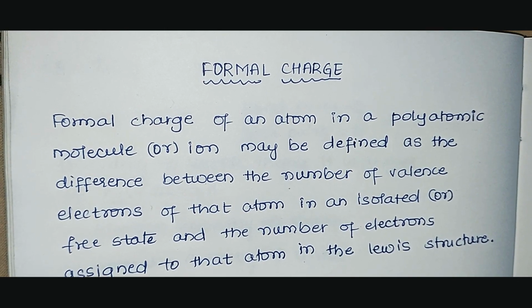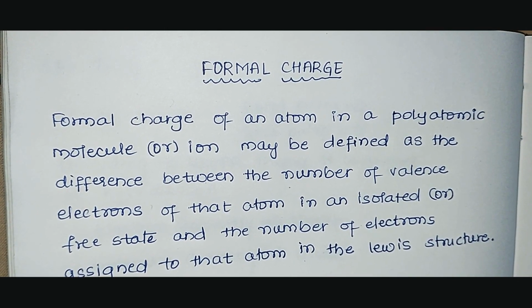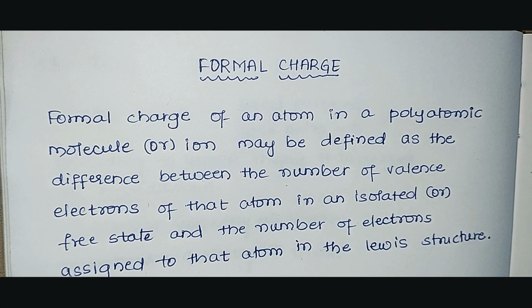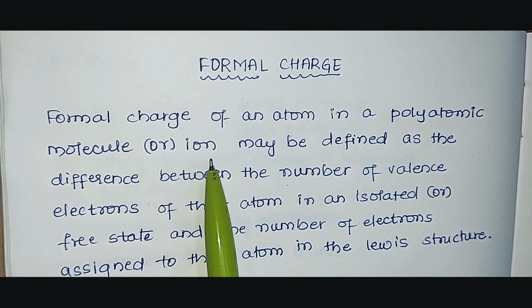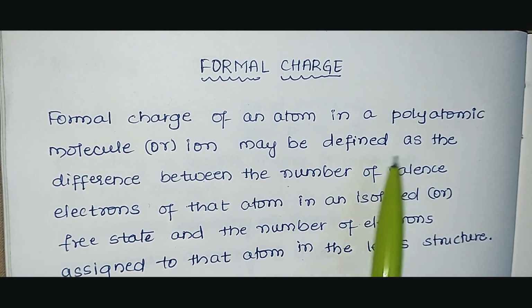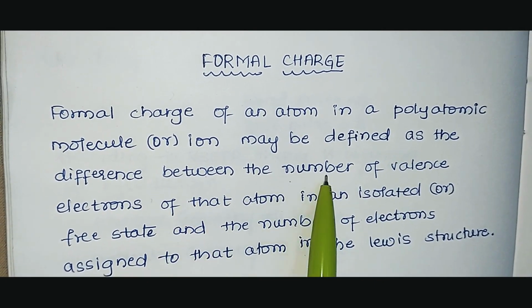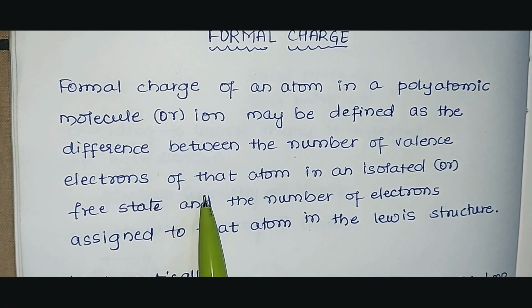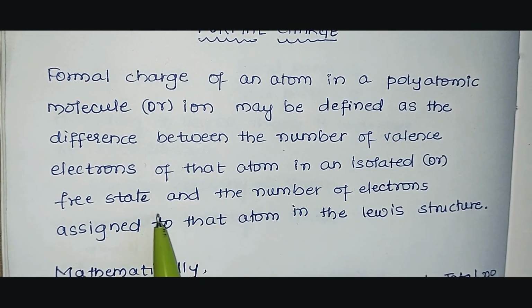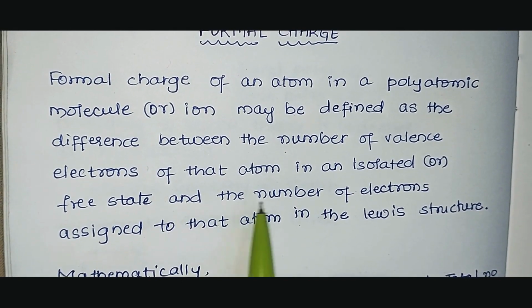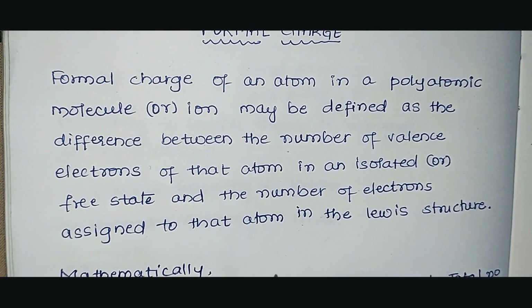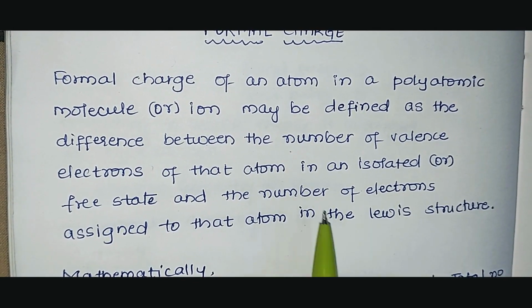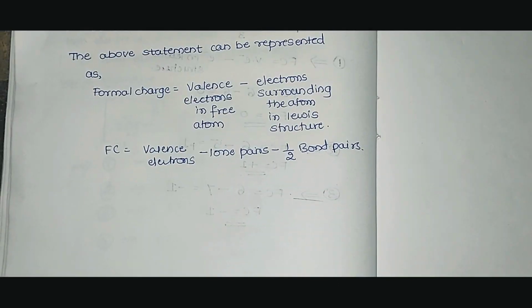Hello students, in today's video, we'll be discussing formal charge. Formal charge of an atom in a polyatomic molecule or ion may be defined as the difference between the number of valence electrons of that atom in an isolated or free state and the number of electrons assigned to that atom in the Lewis structure. Need not worry if you have not understood this definition.